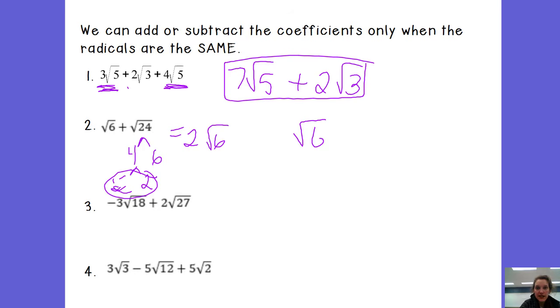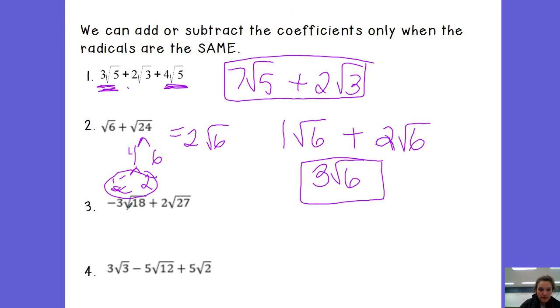So now we have root 6 plus 2 root 6. So this is 1 root 6. I don't have to write the 1, but I know that it's there. 1 root 6 plus 2 root 6 is 3 root 6. I can't simplify square root of 6 any further, and I've combined everything I can combine. So this would be 3 root 6.